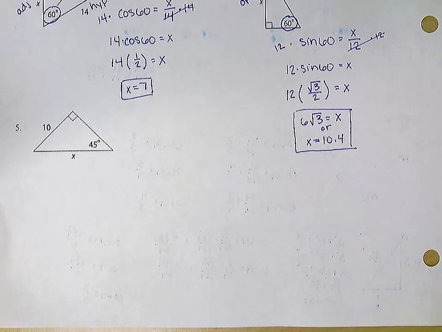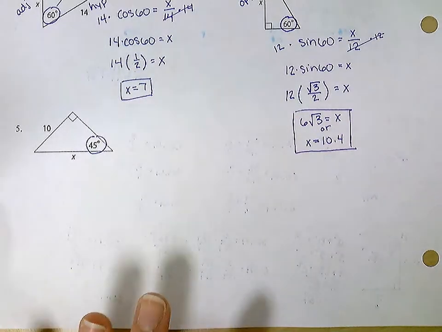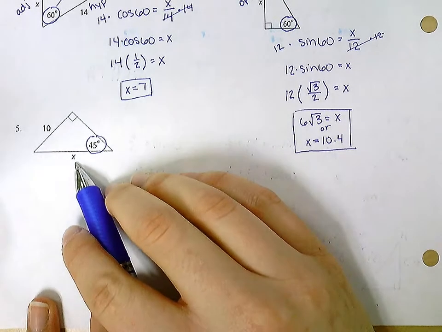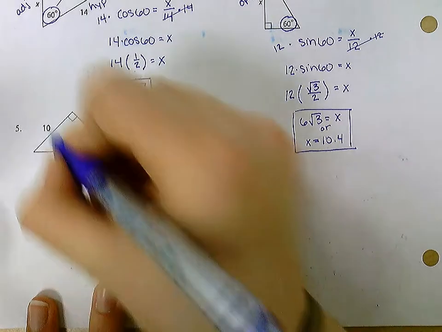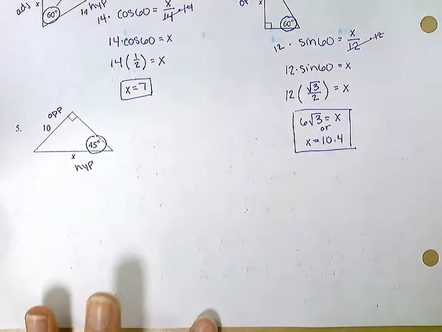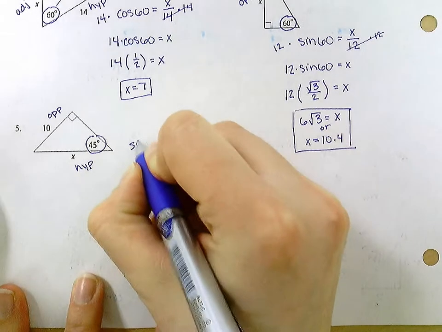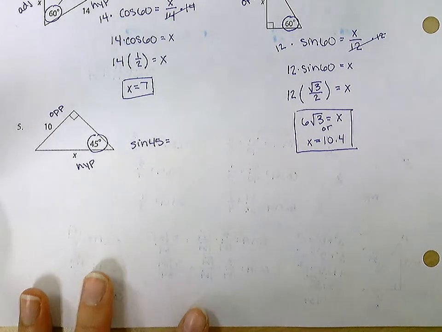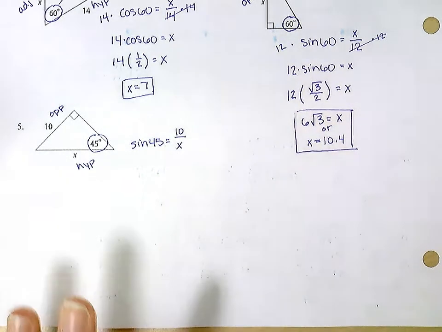All right, then number 5, looking at the angle you're given, that's 45 degrees. Identify your sides. What side is x? Hypotenuse. What side is 10? Opposite. So I have O over H. That is sine. So I have sine of 45 is equal to the opposite side of 10 over the hypotenuse, x.